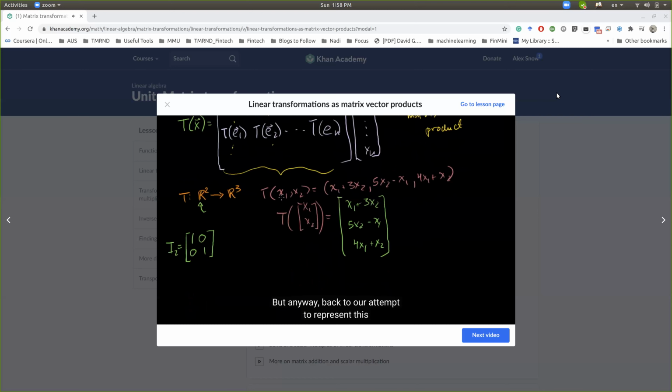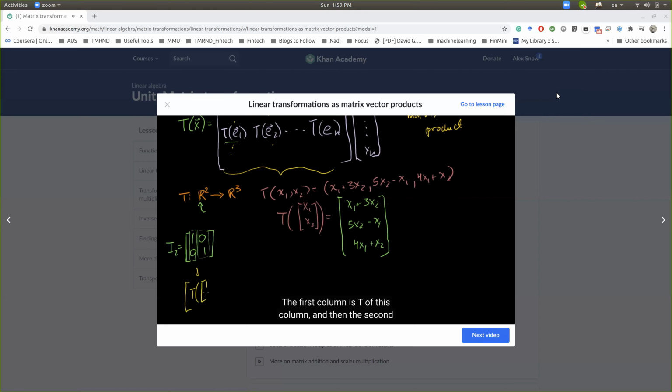But anyway, back to our attempt to represent this transformation as a matrix-vector product. Our domain is R2, so let's start with I2, our 2x2 identity matrix, and apply the transformation to each of its column vectors, where each column vector is a vector in the standard basis for R2. I'm going to write it like this.